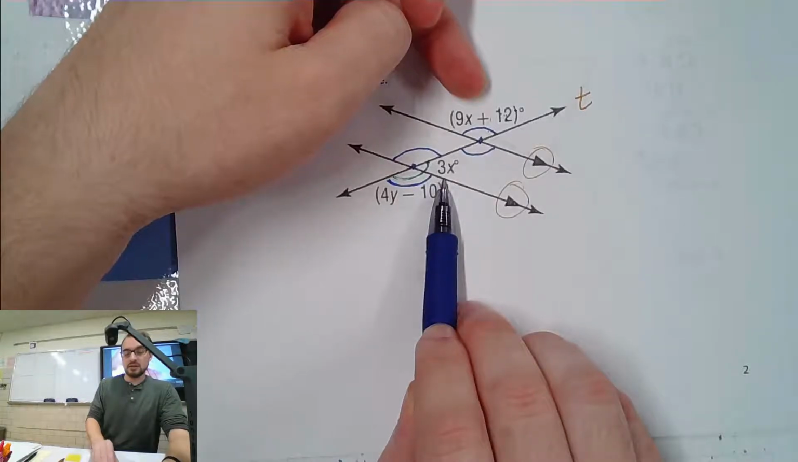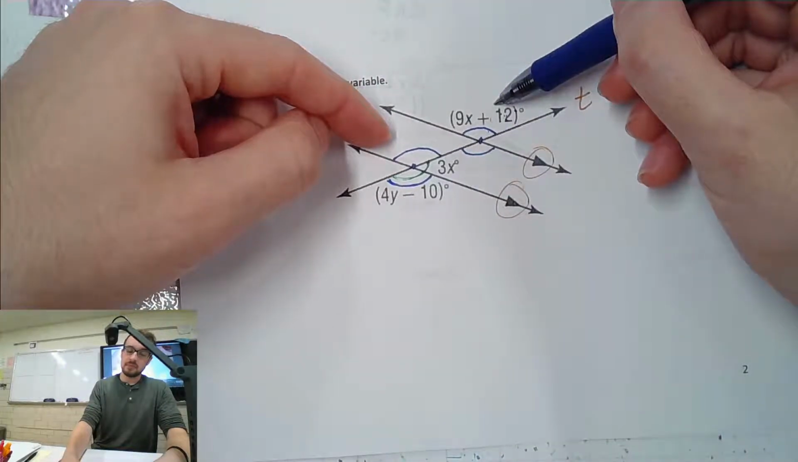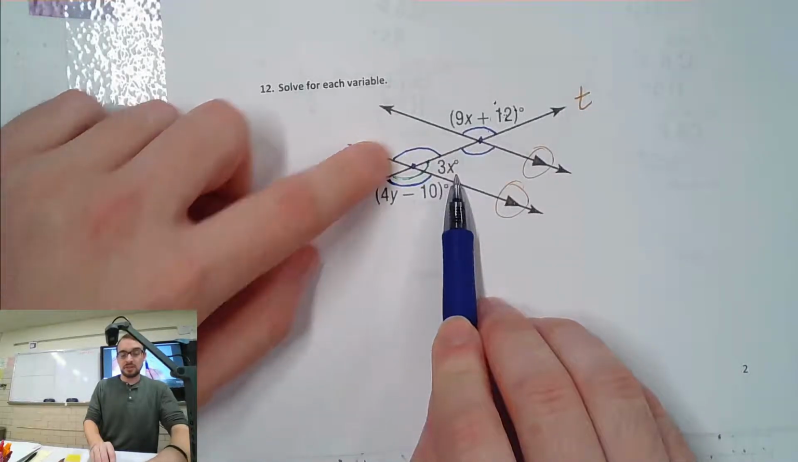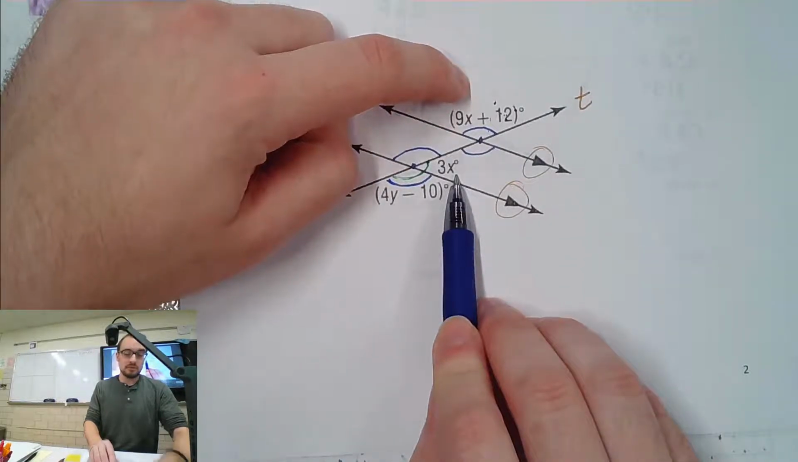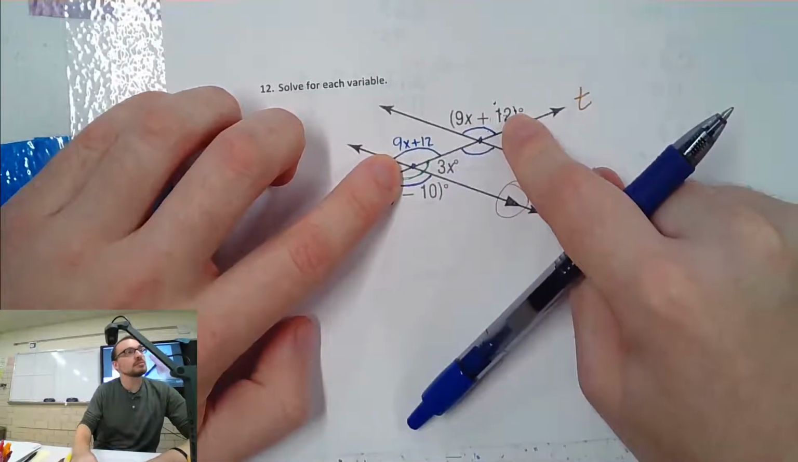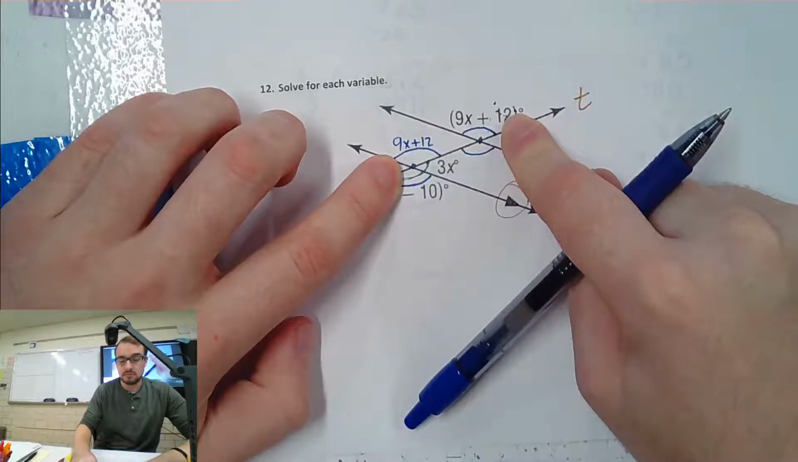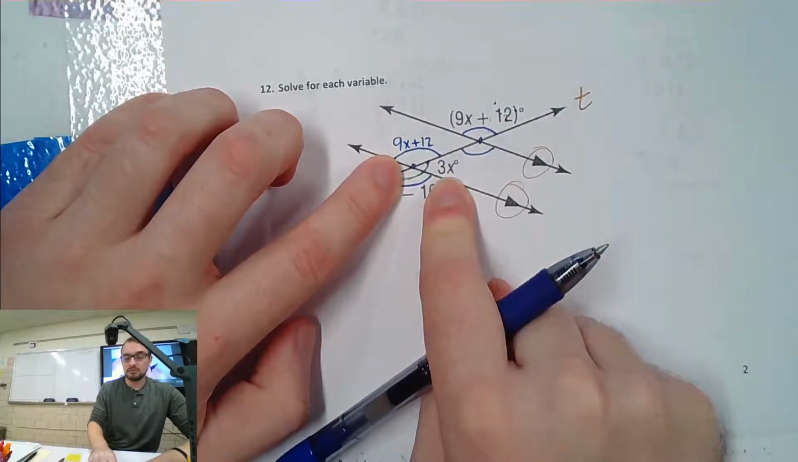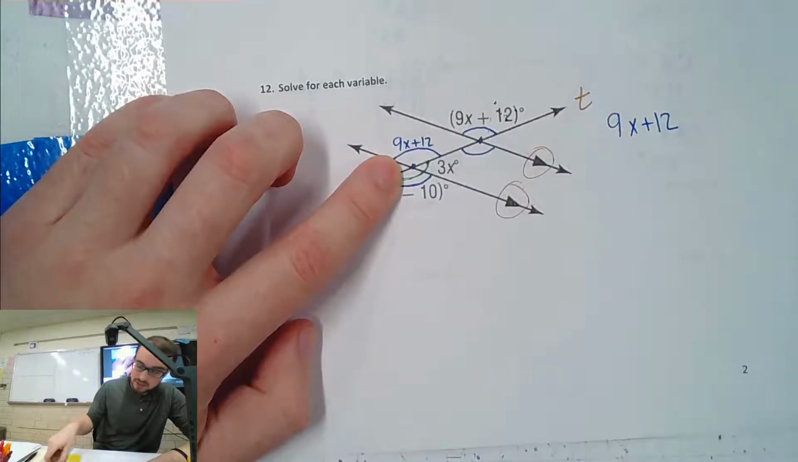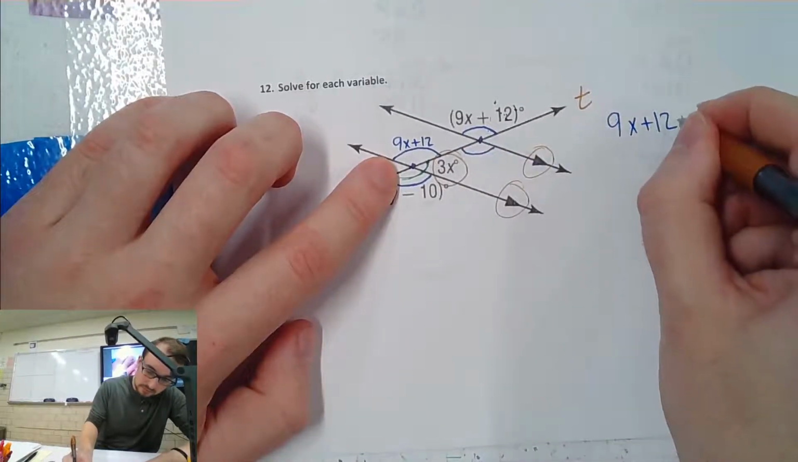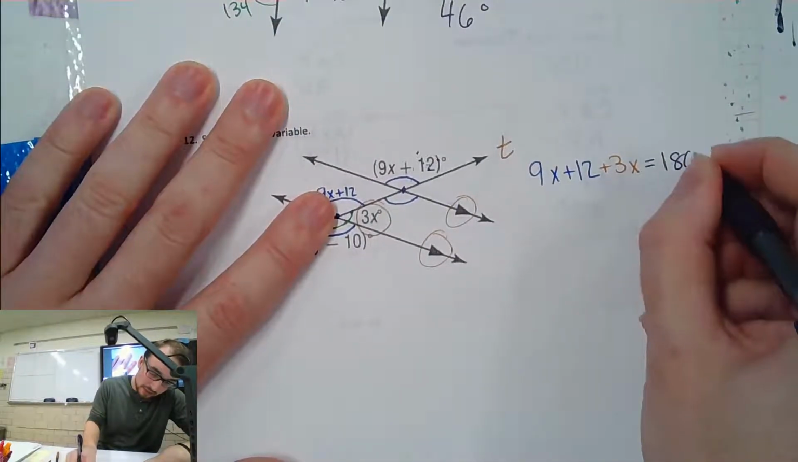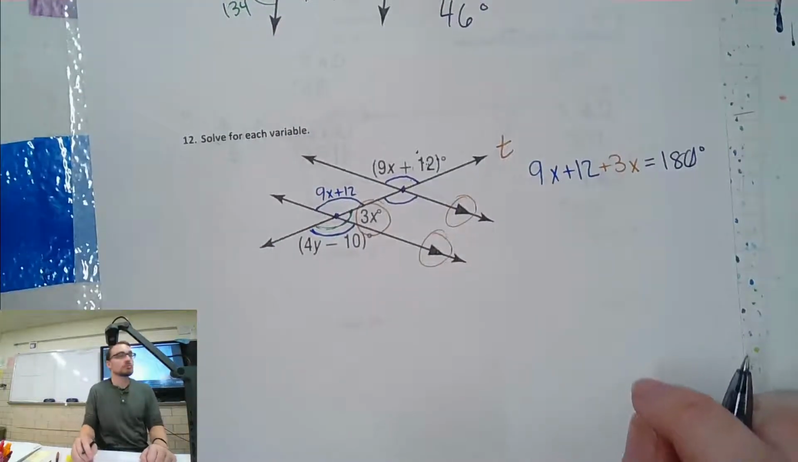I'm going to say it again. These 2 are the same. And we know that these 2 add up to 180, right? So that means these 2 better add up to 180. And we know these 2 add up to 180. So let's solve for x. 9x plus 12 plus 3x, that's this guy, right? Should equal 180 degrees. Right?